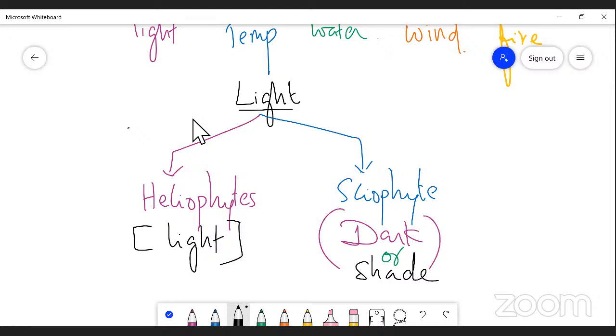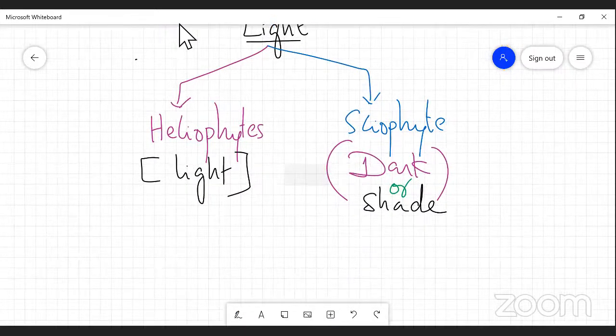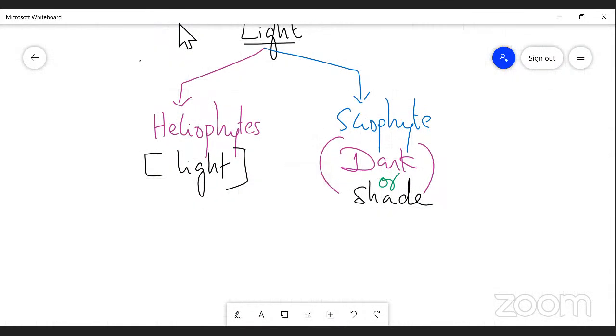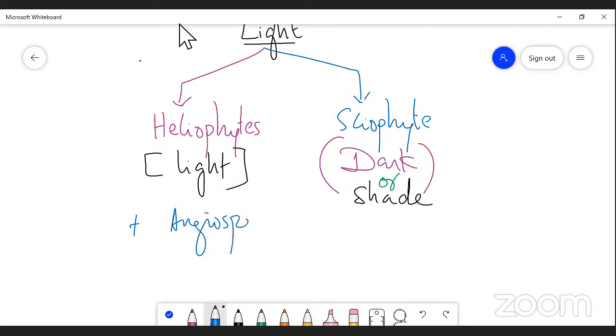Now I am going to give an example for each category. A heliophyte is, as I said, a plant that requires intensity of light for growth and development, right? For that, I would like to give an example: all the angiosperms. These angiospermic members grow in the presence of a large amount of light. It is known as a light-loving plant. What are angiosperms? All the dicotyledons and the monocotyledons.